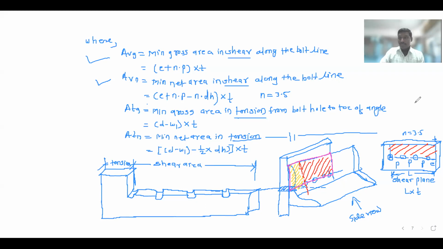N is equal to 3.5. If 6 bolts are there, N is equal to how much? 5.5. Good. If 5 bolts are there, N is equal to how much? 4.5. So please remember this. येते लक्षात? सेकंड एरिया मध्ये N into DH मध्ये N is 3.5, 2.5, 1.5, 6.5, 8.5 will be there. So please remember this. Now third formula.